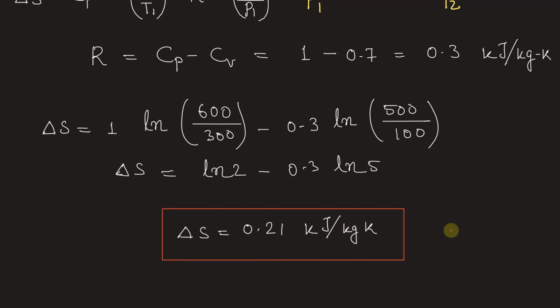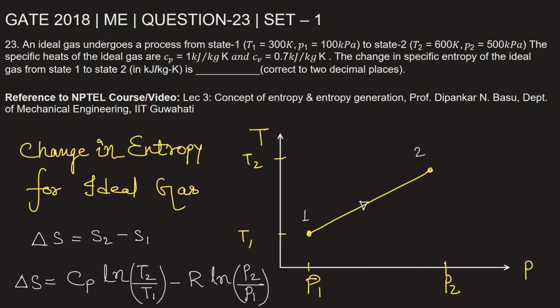So this is our final answer. Now let's go back to the problem. The change in specific entropy of the ideal gas from state 1 to state 2 is 0.21 kilojoule per kg Kelvin, rounded off to 2 decimal places. If you know this formula, you can directly substitute the values and get the answer.